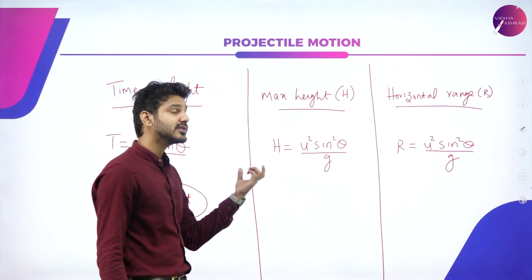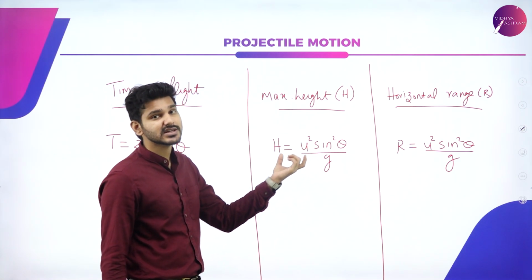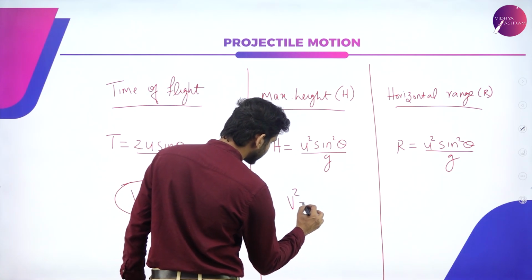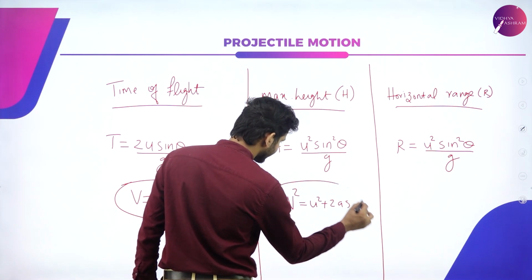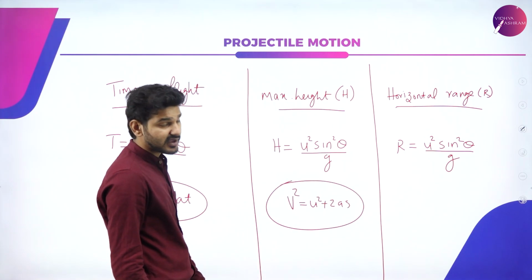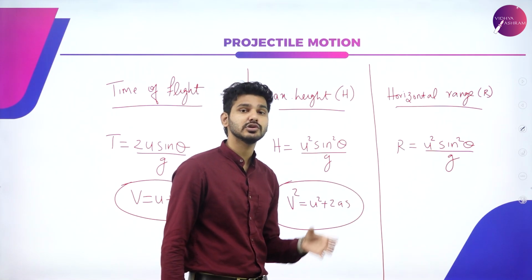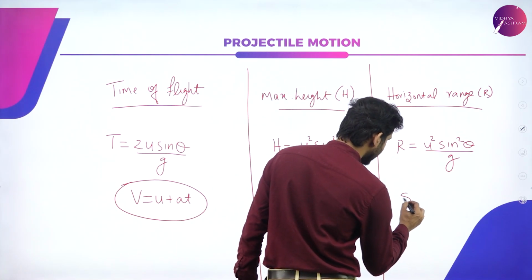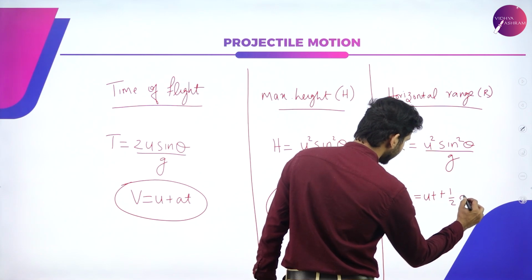The second one is maximum height, h is equal to u square sine square theta divided by 2g, obtained from the equation v square is equal to u square plus 2as. And the last equation is the horizontal range, R is equal to u square sine 2 theta divided by g, obtained from the equation s is equal to ut plus half at square.